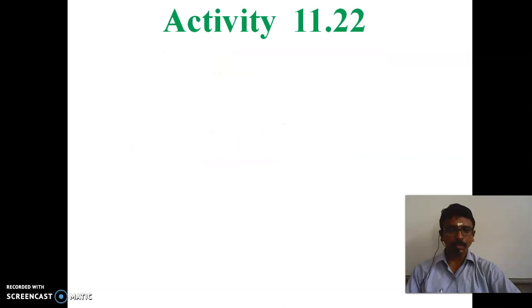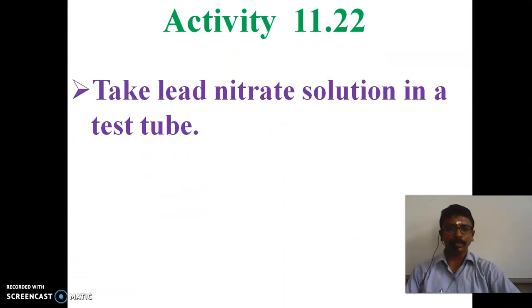Before going to that, we will discuss one activity. In the last class, we showed an animation video; now we will do that experiment. We have to take lead nitrate solution in a test tube.